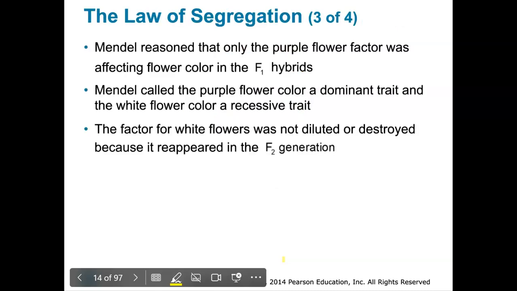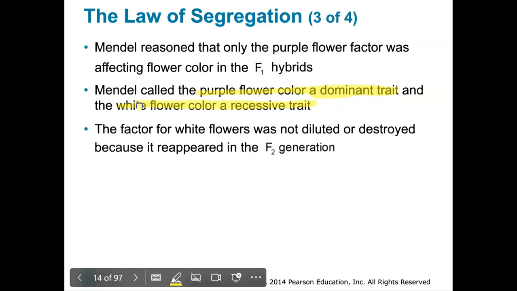And then all of the offspring would have one purple allele and one white allele. So purple must be dominant to white. So if you have a purple allele and a white allele, then the purple is the dominant trait. So purple is the trait that will be expressed. And the white flower color is the recessive trait.